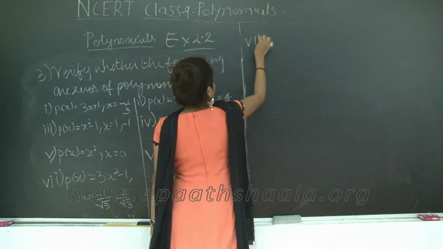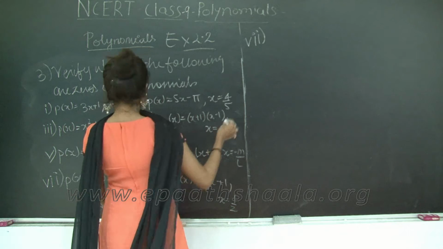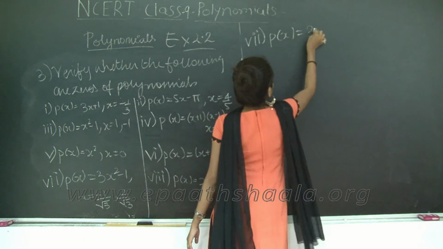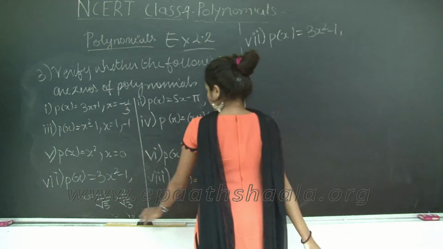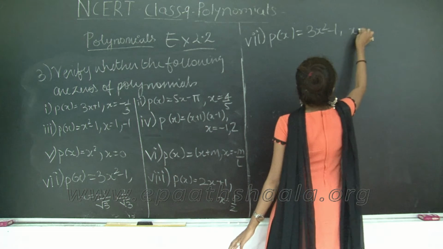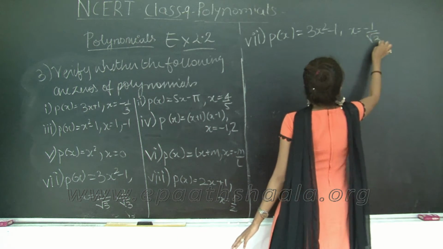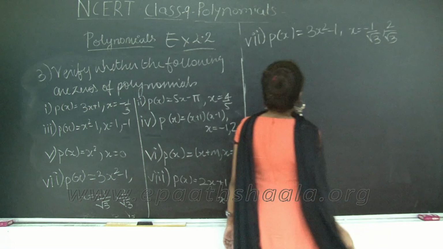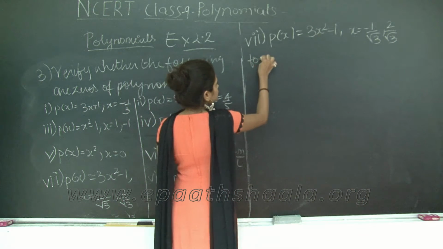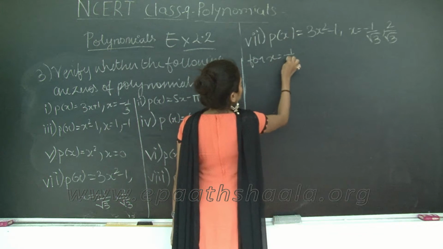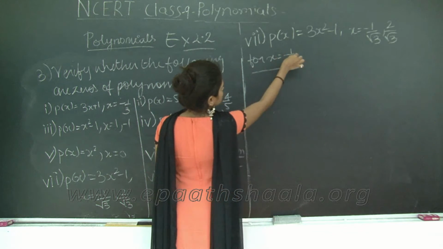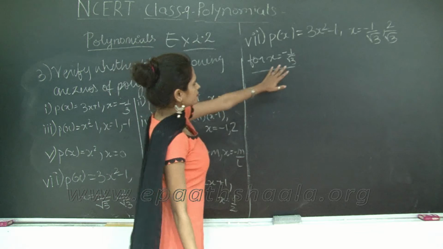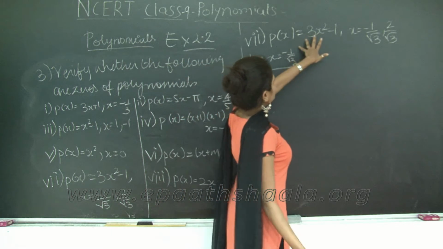So the seventh sum, P(x) is equal to 3x square minus 1, and you have to check for x is equal to minus 1 upon root 3 as well as 2 upon root 3, right? So for x is equal to minus 1 upon root 3, I am simply going to substitute. This negative is not clear, let me write it more clearly for you to understand better. I am simply going to substitute x is equal to minus 1 upon root 3 in this entire expression.